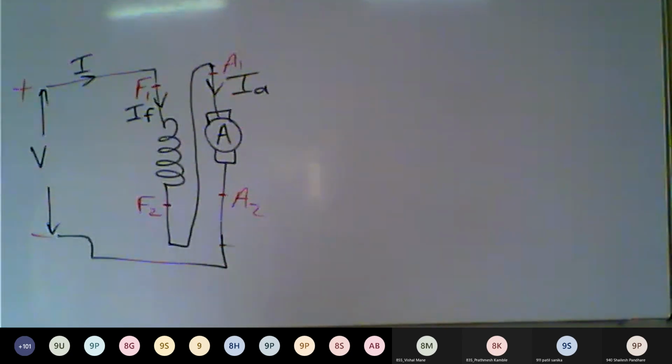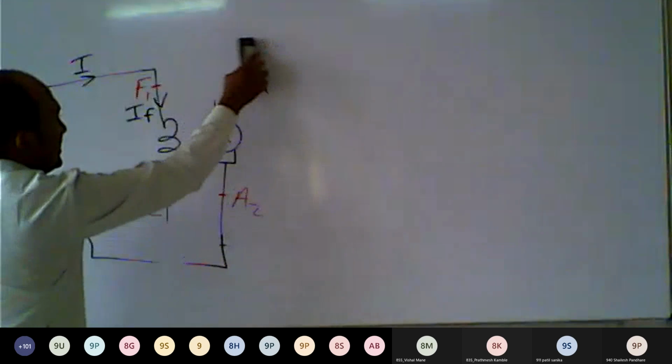Another type of DC motor is the short shunt compound motor. So how does the short shunt compound motor look?